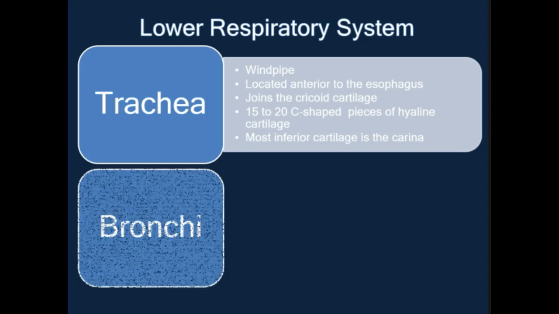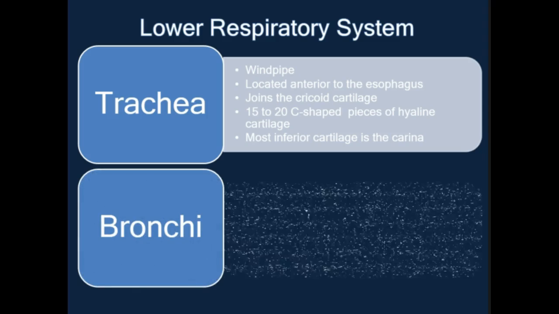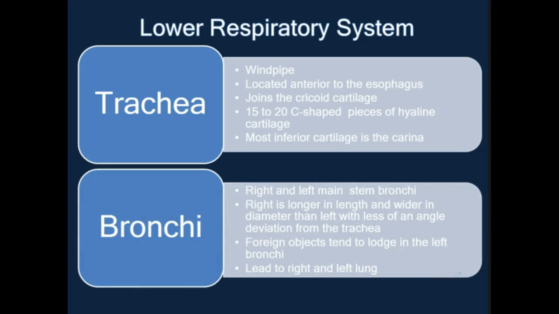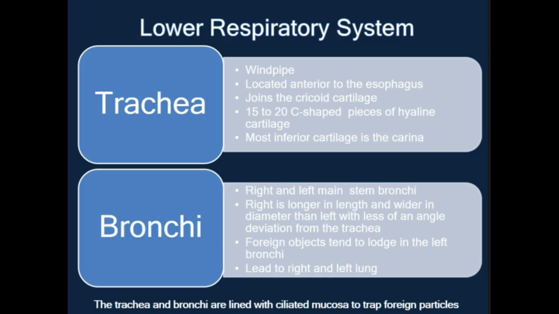The bronchial tree has right and left main stem bronchi. The right bronchi is longer in length and wider in diameter. The left bronchi branches with a greater angle deviation, which is why foreign objects have a tendency to become lodged on the left side. Each bronchi leads to a lung. Both the trachea and the bronchi are lined with ciliated mucosa to trap foreign particles.